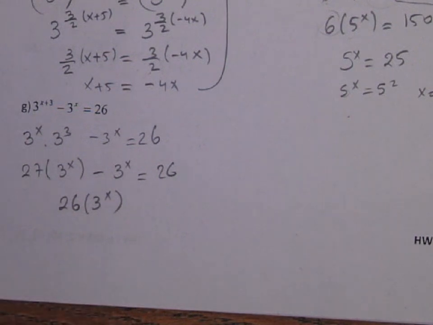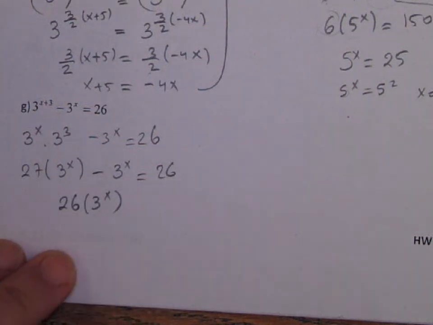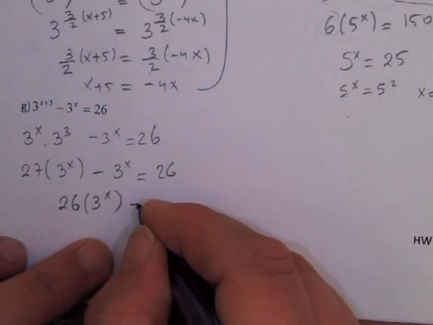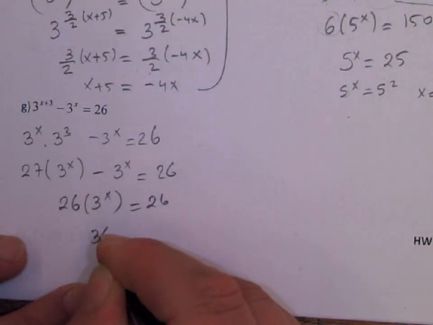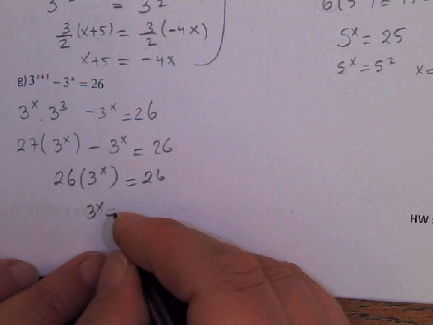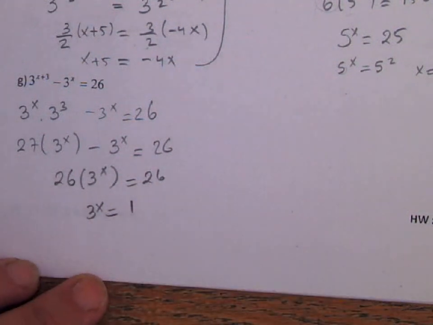Again, you may take 3 to the power of x is m. So you get 27m minus m, which is 26m. But m is 3 to the power of x. So you get 26 times 3 to the power of x. So divide both sides by 26. You get 3 to the power of x equals 1.